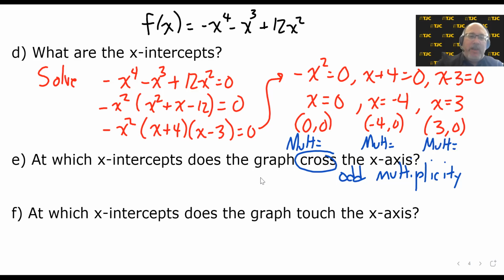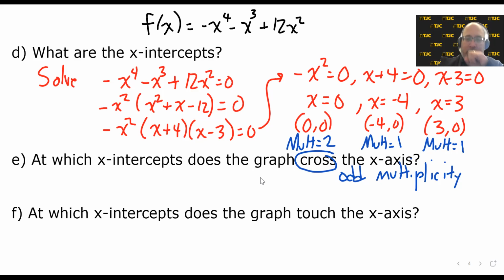x equals 0 came from the first factor. The first factor had a power of 2. The multiplicity of the first 0 is 2. x equals negative 4 came from the second factor. The second factor had an implied power of 1. So the multiplicity of x equals negative 4 is 1. And x equals 3 came from the third factor that had an implied power of 1. The multiplicity of x equals 3 is 1.